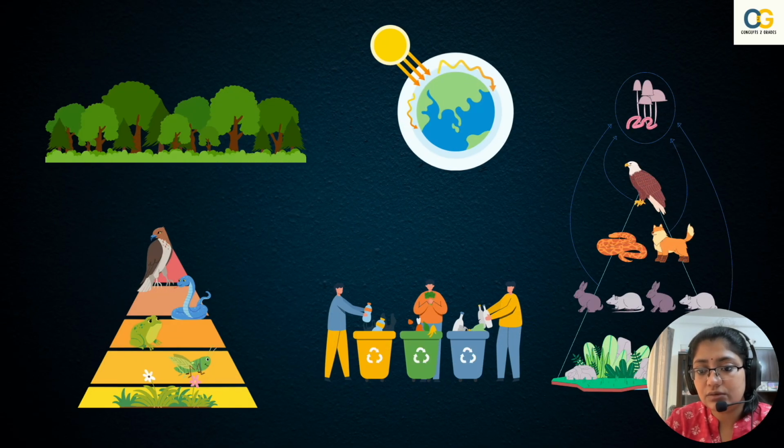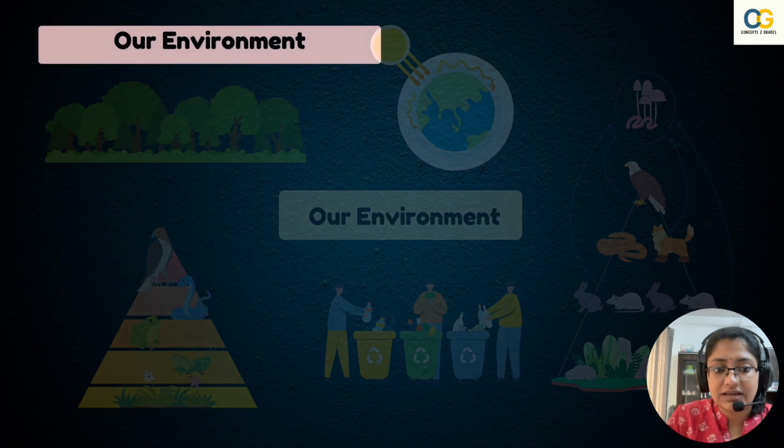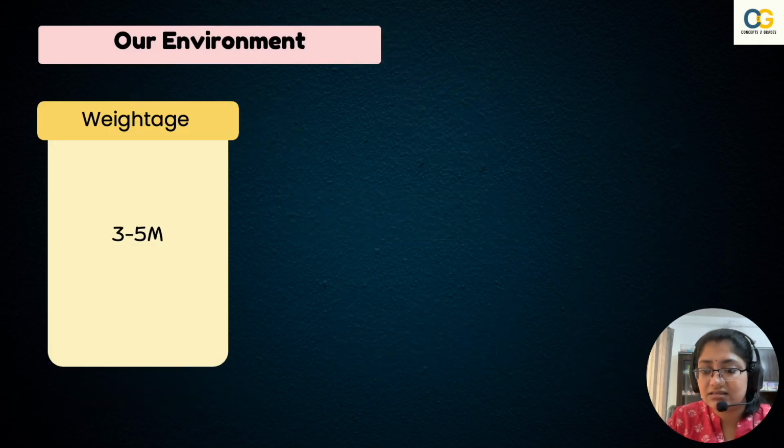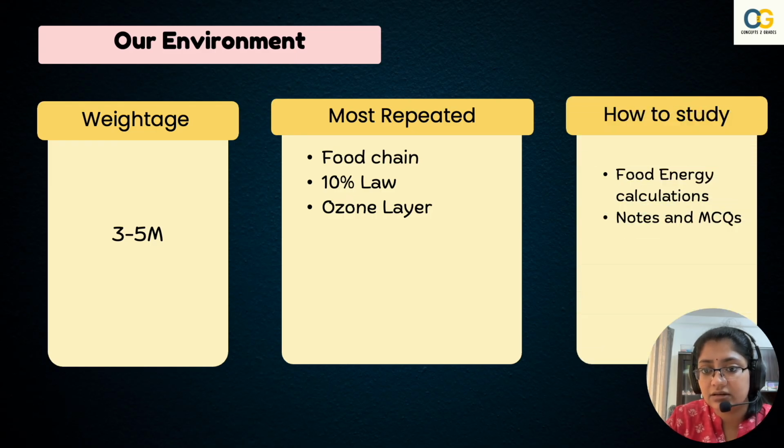Moving on to our last chapter in bio, which is our environment. This is a very simple chapter. It carries just 3 to 5 marks of weightage, sometimes just 3 marks. And the most repeated ones are the food chain or the 10% law, sometimes the ozone layer questions. How to study: practice the food energy calculations, make notes of it, or prepare for MCQs in this chapter.